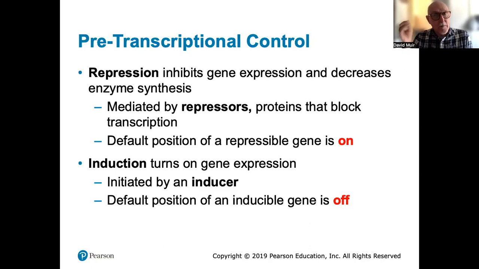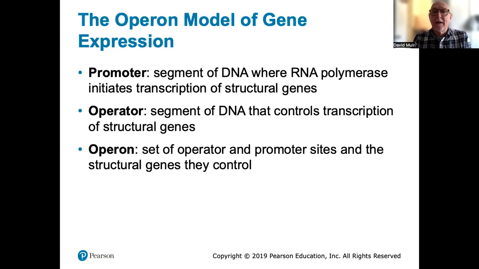So the opposite is an inducible gene, and in an inducible gene, induction turns on gene expression, as you guess, and it is initiated by something called an inducer, the nature of which we'll see. The default position for an inducible gene is that it's off. It stays off the whole time until it is induced to start operating, being read to produce the messenger RNA. So this will become clear.